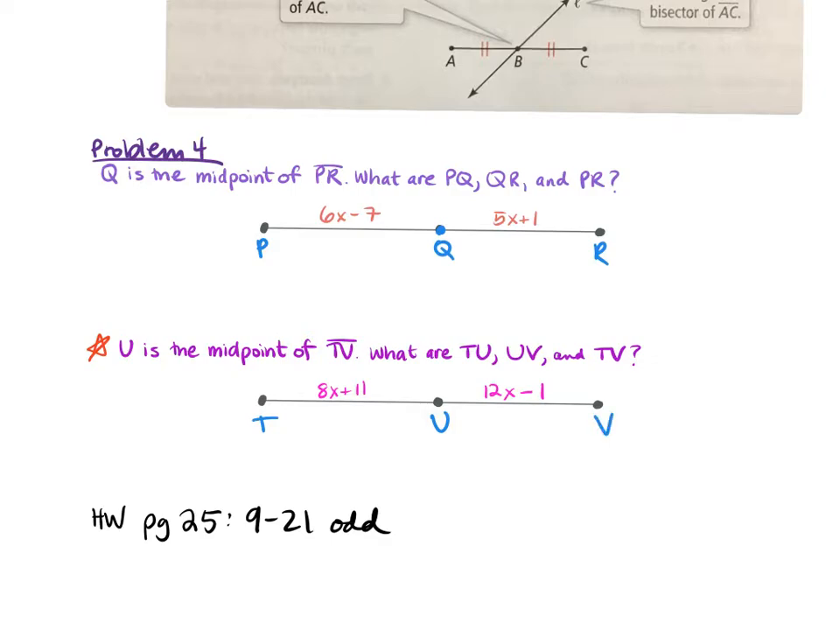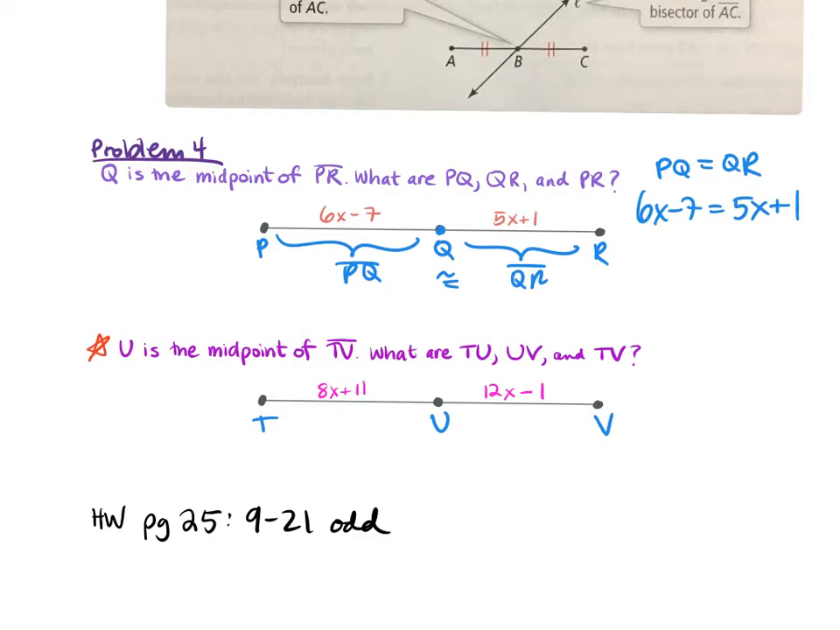Okay. So what do we know about this? If Q is the midpoint, then we know that this is equal to this, right? So PQ is congruent to QR. That means PQ equals QR, the lengths. So that means 6x minus 7 equals 5x plus 1. And now we can use algebra to figure out what x is. This is a little bit different than the algebra we did before. Hopefully you guys aren't too rusty on your algebra.